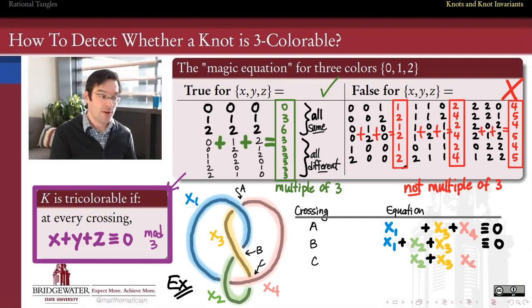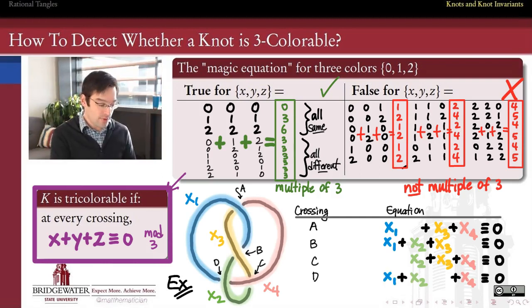Do the same thing for crossing C. Do the same thing for crossing D. So what you'll notice is that really all these 4 equations that we just wrote down are all the same in form. The only difference between these equations is which arcs are actually meeting at that crossing, right? X plus y plus z just labels which are the 3 colors that we're trying to test are either all the same or all different at each of these crossings.